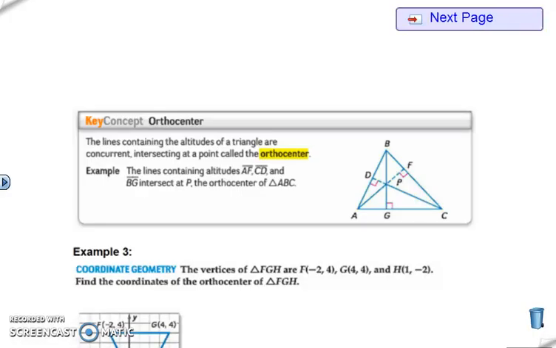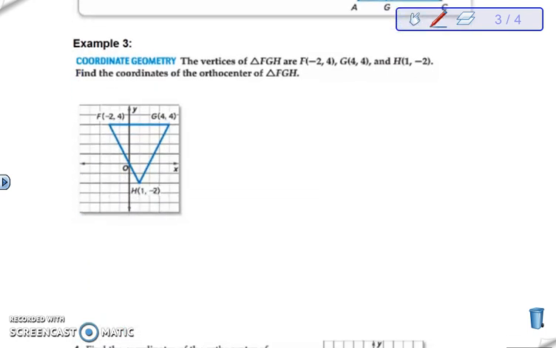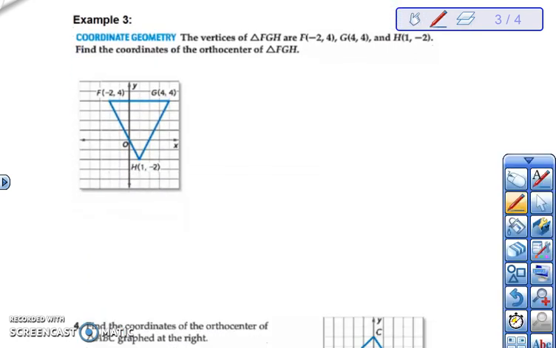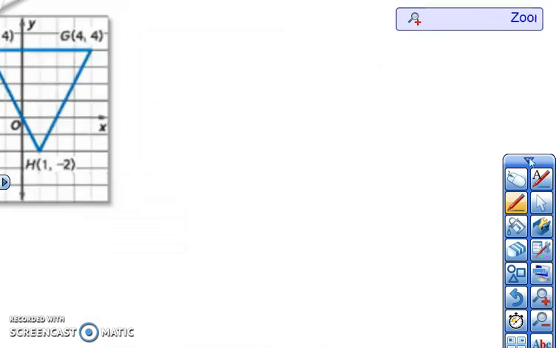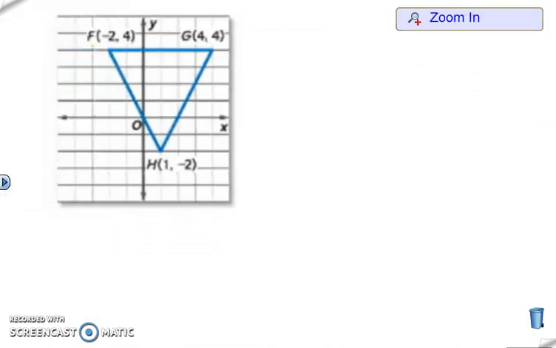The point where all of our altitudes cross is called the orthocenter. There's nothing particularly special about this point other than it's the point where all the altitudes cross. So there are no little formulas to memorize like there were for the last one. The only thing that we're really going to have to do with this is find the point of the orthocenter on a graph.